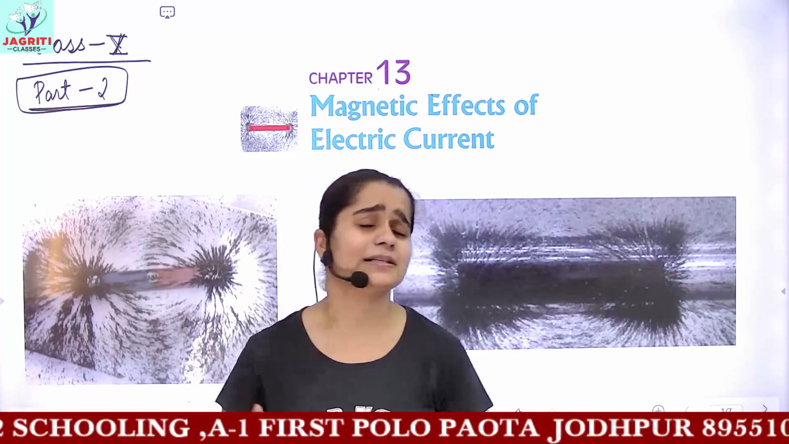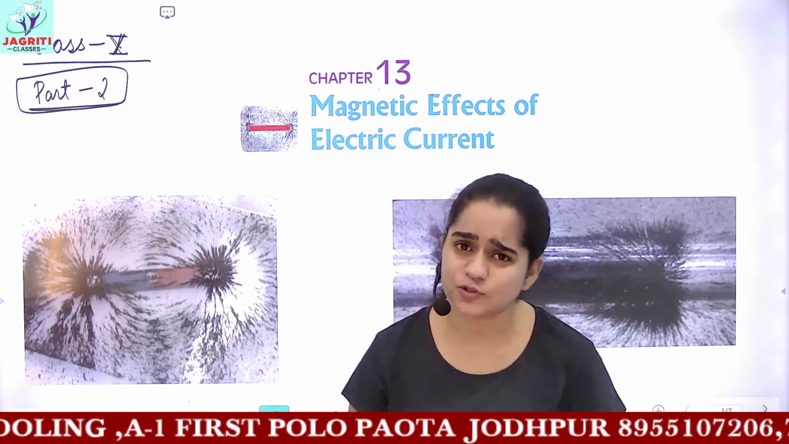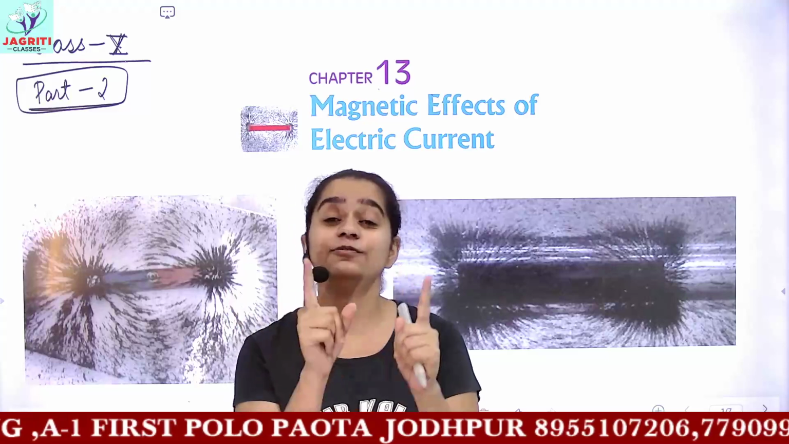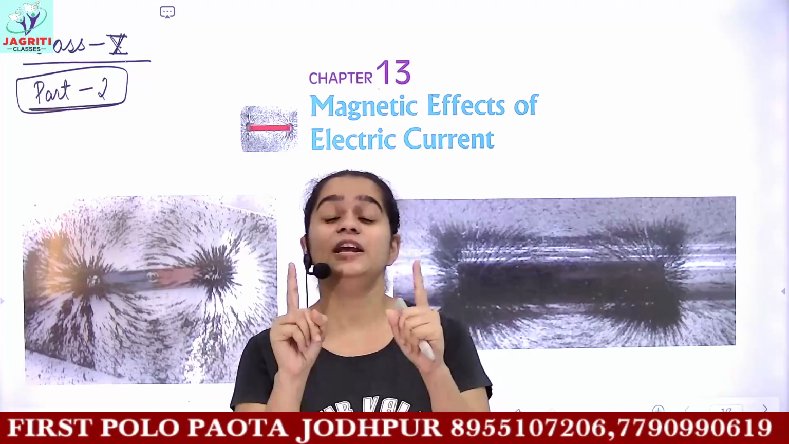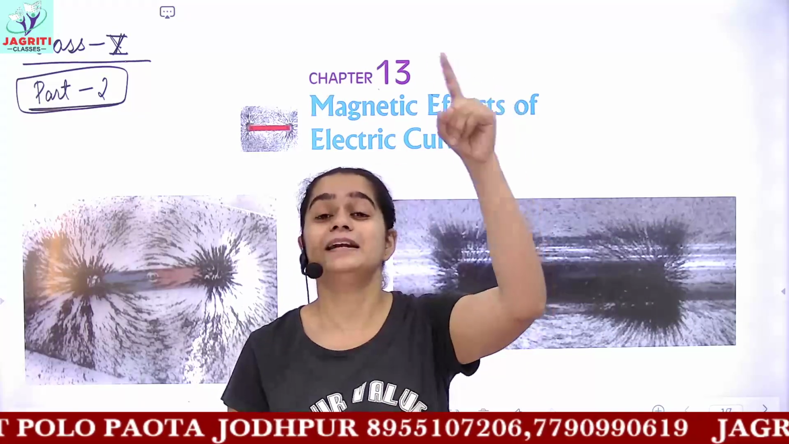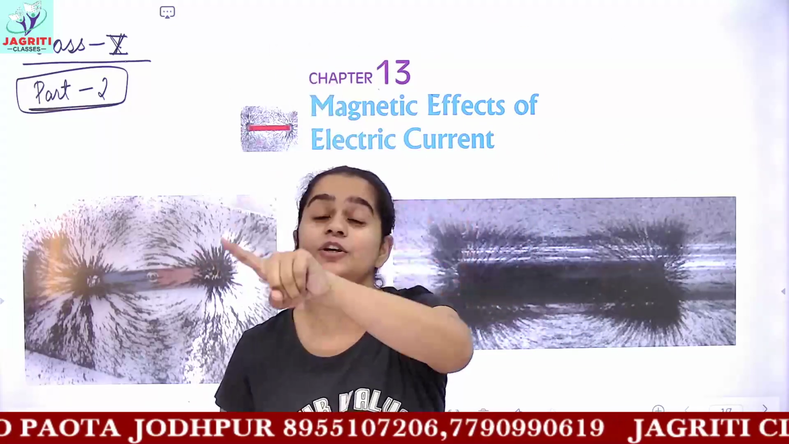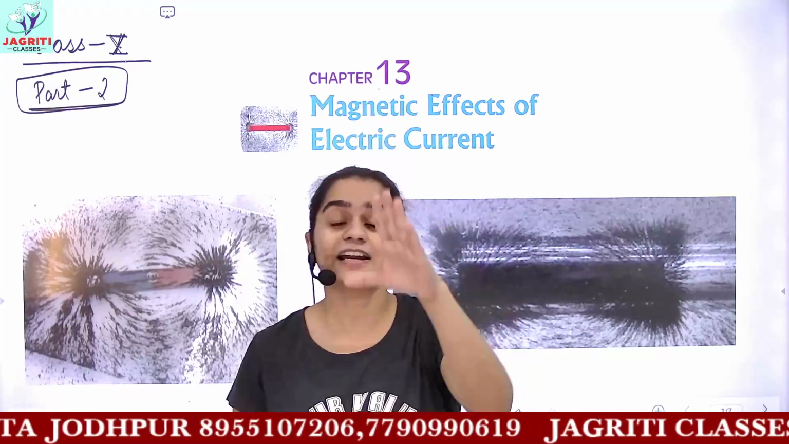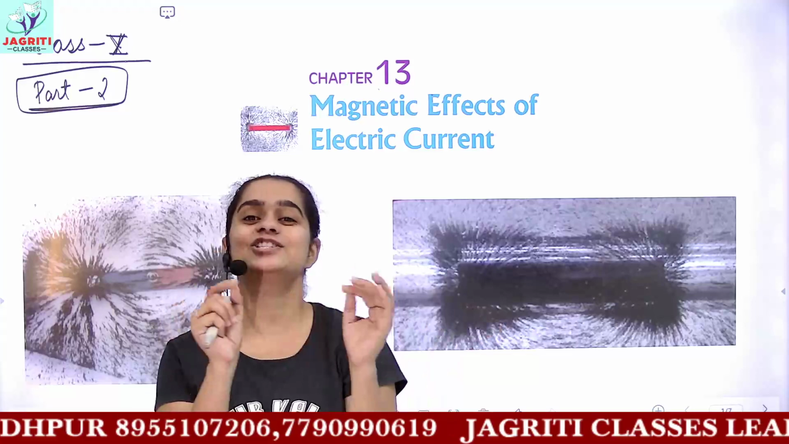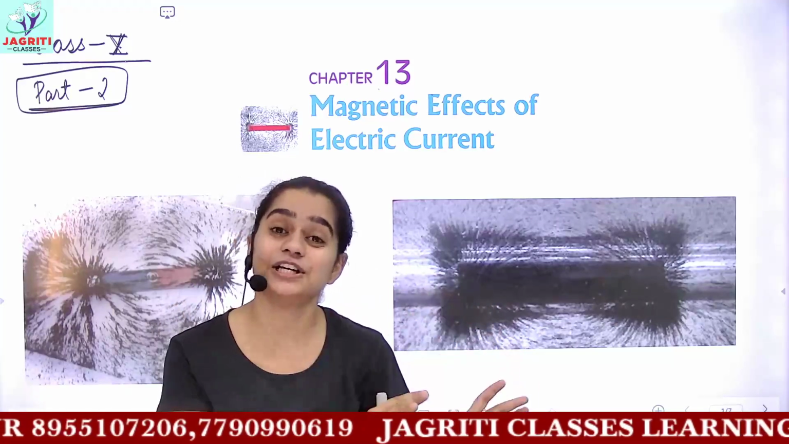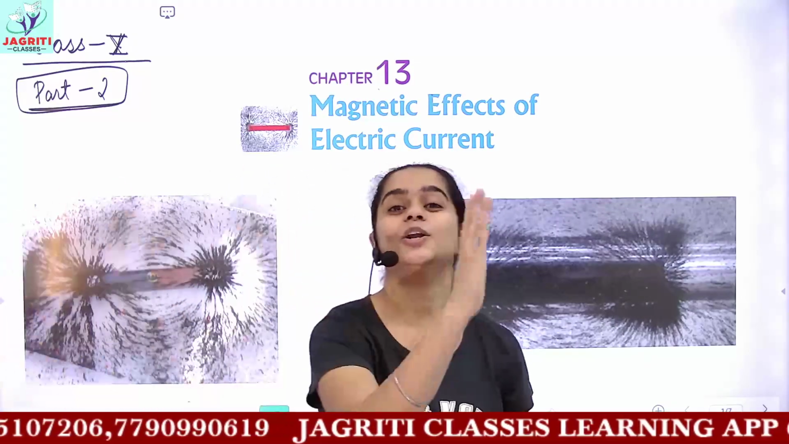This is a very important question which comes in exams frequently. The direction of magnetic field lines outside the magnet is from north to south. But the direction of field lines inside is just the reverse, just the opposite, that is from the south pole to the north pole.